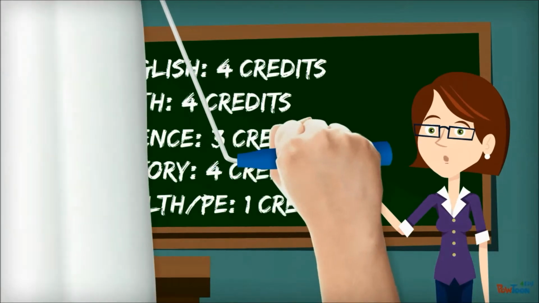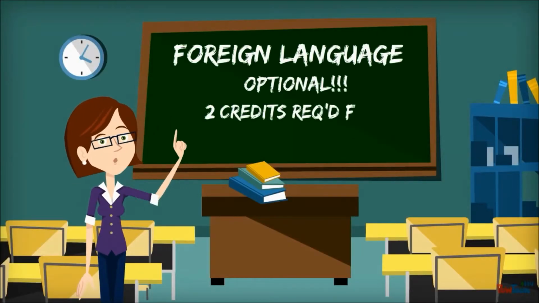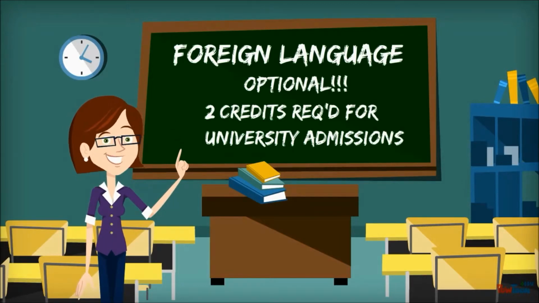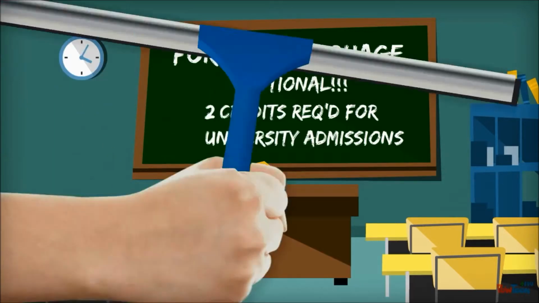Next, let's talk about elective credits. First, let's speak about foreign language. Foreign language credits are optional, meaning they are not required for a high school diploma. However, if you're planning to attend a 4-year university directly out of high school after graduation, you must earn 2 credits of the same foreign language while in high school.